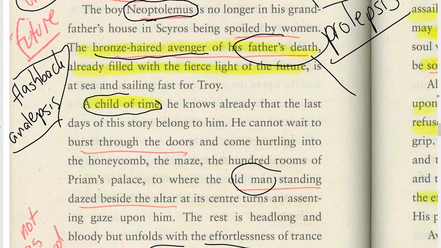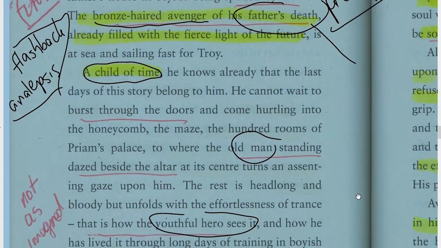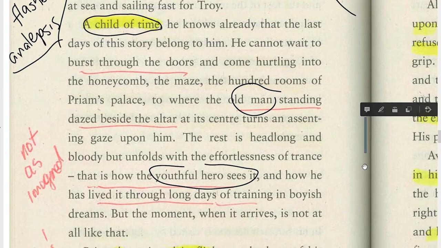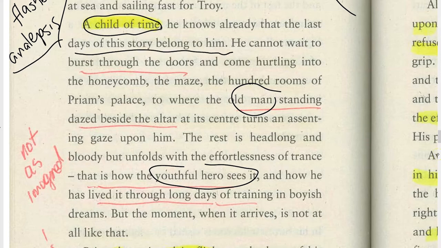Child of time. So confusing. What does this mean? He already knows the last days of this story belong to him. So we're jumping to the last days of this story. So this is Optimist, the child of time, and he owns the end of this story. Priam story, perhaps. He's full of anticipation. He is ready to take revenge, where this old man, Priam, is standing dazed by the altar.